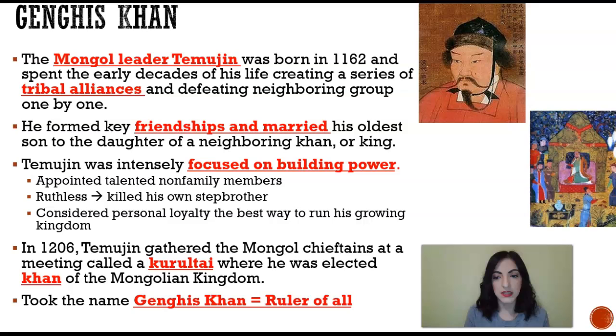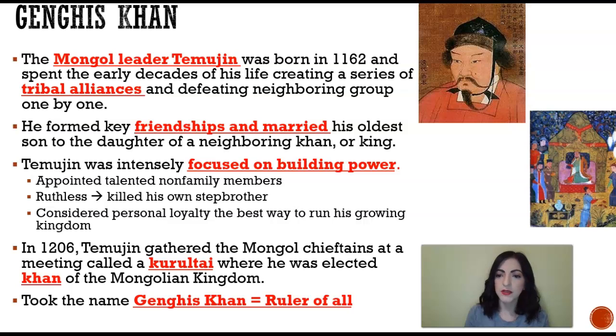One of the most famous leaders, if not the most famous leader of the Mongols, undeniably, I guess you can kind of say, is Genghis Khan. So he was originally born Temujin in 1162. He spent a lot of his early life creating tribal alliances and helping defeat neighboring groups one by one. He formed very key friendships, and he married his oldest son to the daughter of a neighboring Khan, which is another name for king. Temujin was extremely focused on building power.